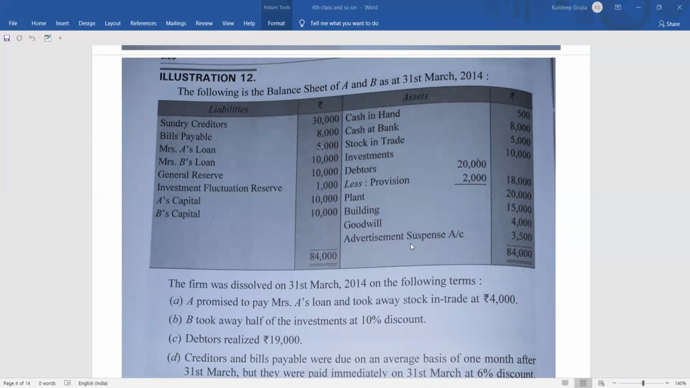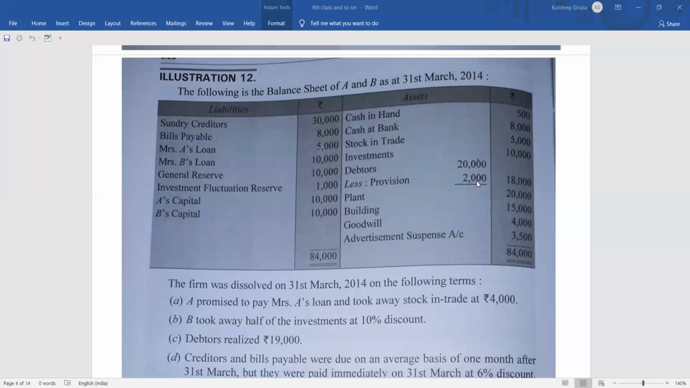Also you should remember that stock in trade will go at 5,000, investment will go at 10,000, but debtors will not go at 18,000, it will go at 20,000, the total value. And provision will go along with the liabilities in the credit side. Provision is not a liability, remember, it is just a part of profit which has been kept for certain unknown losses. That is why it will just be shown in the credit side of the realization account.